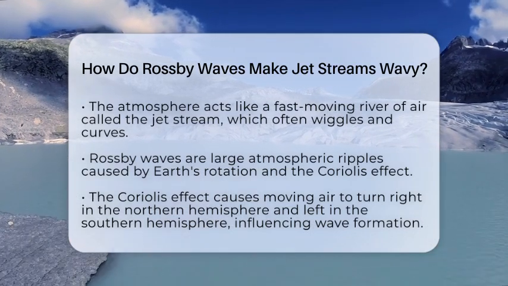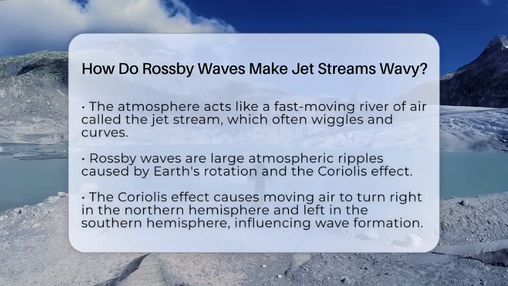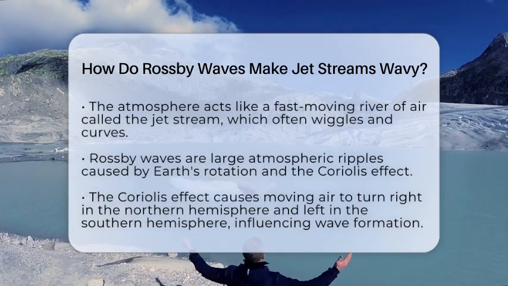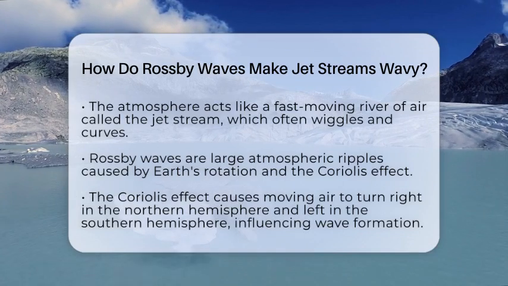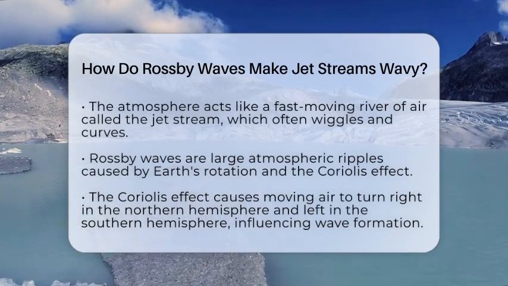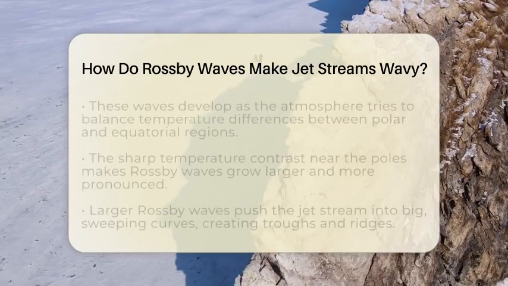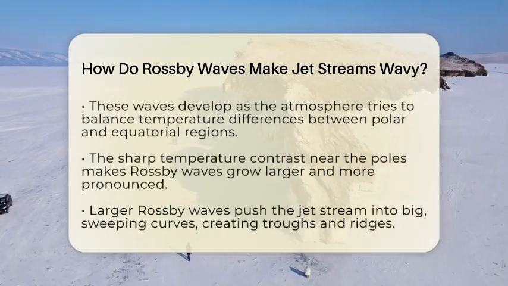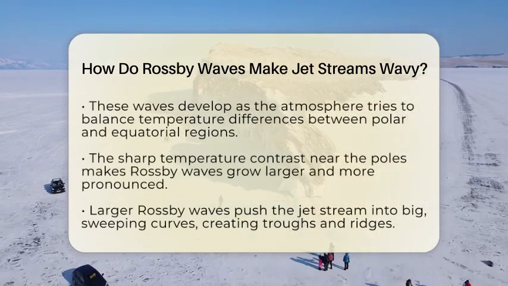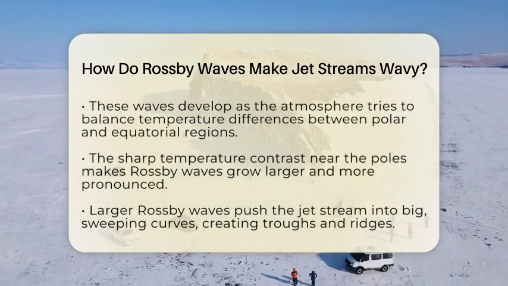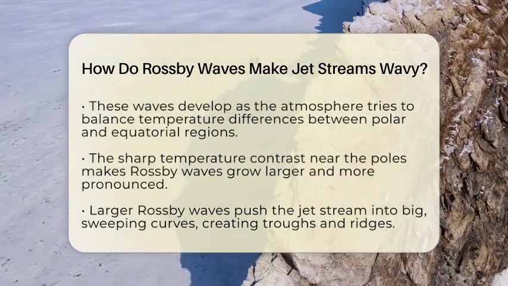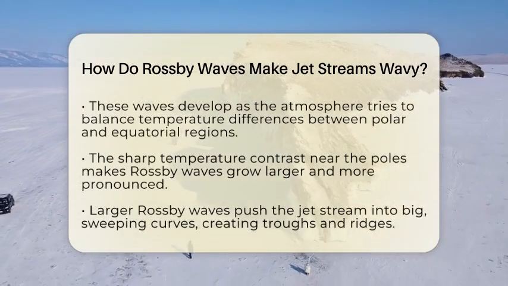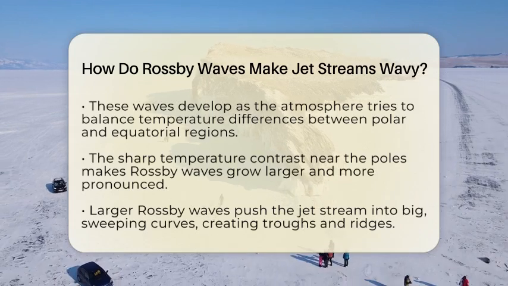Rossby waves are huge atmospheric ripples caused by the Earth's rotation and how the Coriolis effect changes with latitude. The Coriolis effect is what makes moving air turn right in the northern hemisphere and left in the southern hemisphere. Because this effect varies from the equator to the poles, it creates these large waves in the flow of the jet stream. These waves develop because the atmosphere tries to balance the huge temperature difference between the cold polar air and the warmer air closer to the equator.